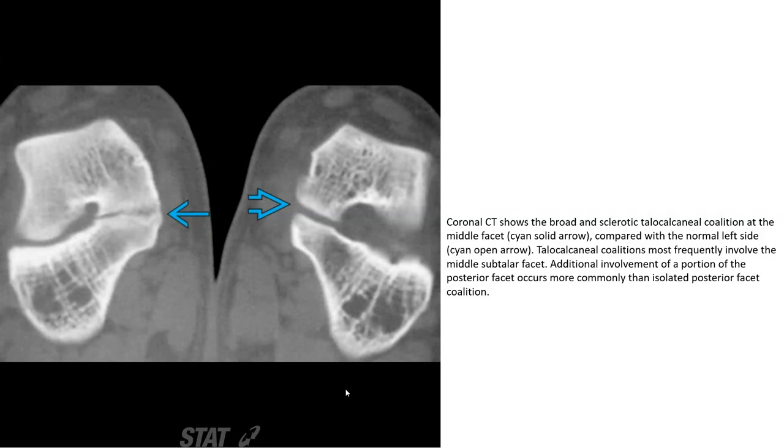CT shows the broad and sclerotic talocalcaneal coalition at the middle facet compared with the normal left side. Talocalcaneal coalition most frequently involves the middle subtalar facet. Additional involvement of a portion of the posterior facet occurs more commonly than isolated posterior facet coalition.